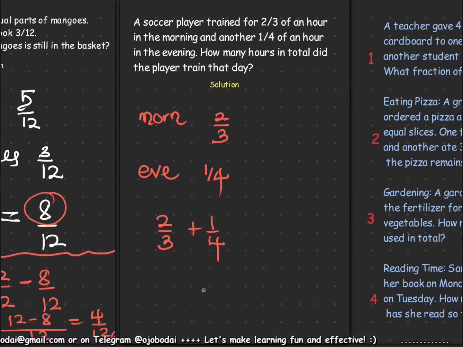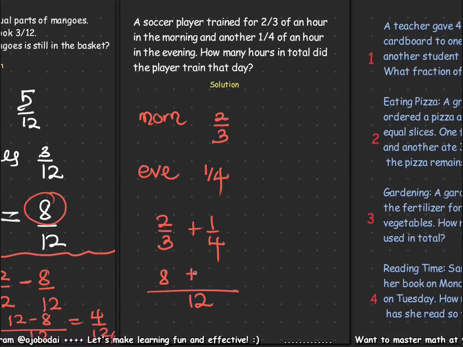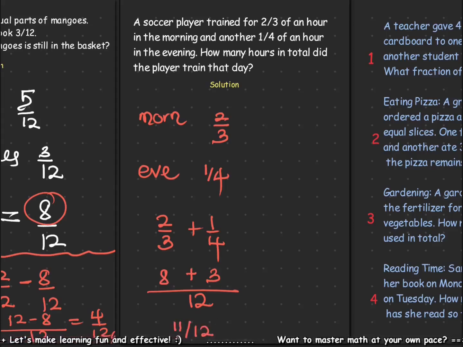And 2/3 plus 1/4, we know the LCM of 3 and 4 to be 12. 3 divides 12 4 times. 4 times 2 gives us an 8. 4 divides 12 3 times. 3 times 1 also gives us what? A 3. Adding this together gives us 11/12. So in terms of fraction, the soccer player trained a total of 11 out of 12. That is in terms of fraction.